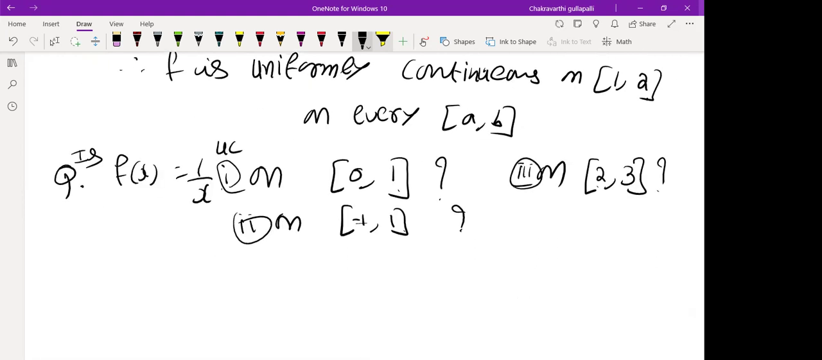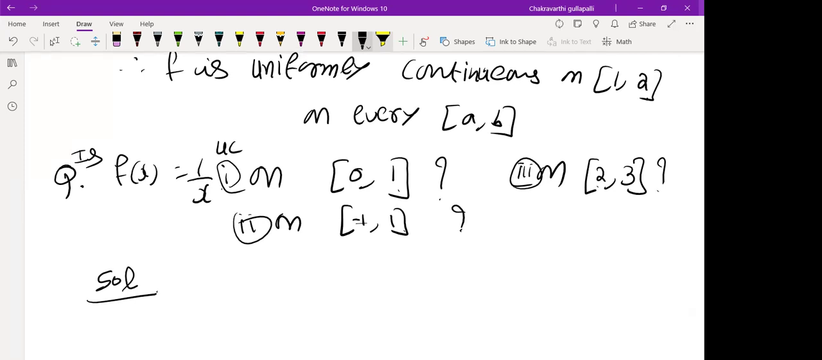So, how to check? First, we have to check whether it is continuous on the closed interval. Can I ask any question, Govardhan? No, sir. So, is f of x equal to 1 by x uniformly continuous on the closed interval 0, 1? Any one of you, can you answer?